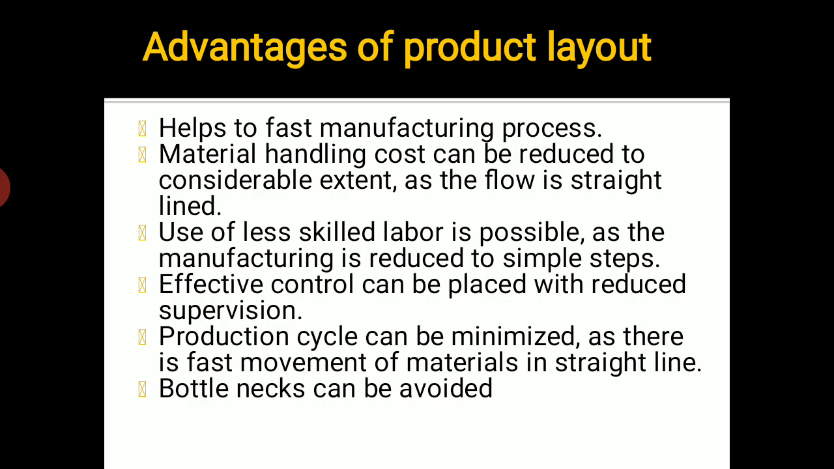Now, next advantage is material handling cost can be reduced to a considerable extent. How can it be reduced? Because whatever the production goes on, if you are feeding the raw material from one machine, it automatically goes to the next one, or the next machine is so arranged that it reduces the material handling. Material handling is the in-house traveling of the goods and semi-finished goods from one process to another. That cost can be reduced to a lot of extent, as the flow is straight line.